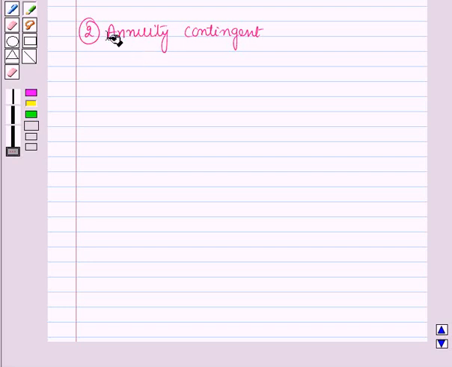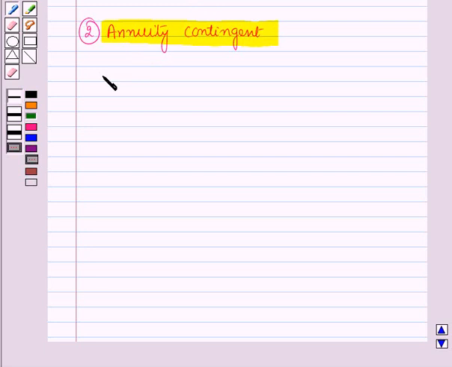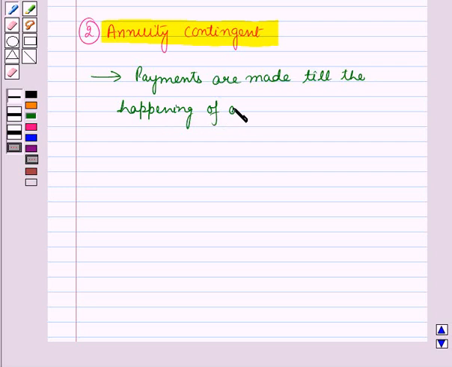And the second type of annuity is annuity contingent. Now in annuity contingent, payments are made till the happening of an event such as death of a person, marriage of a girl, etc. Now in this case, the term of an annuity is uncertain and is for an indefinite number of years. For example, life insurance premium.